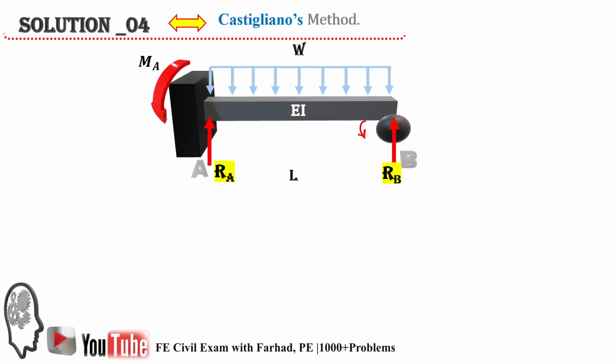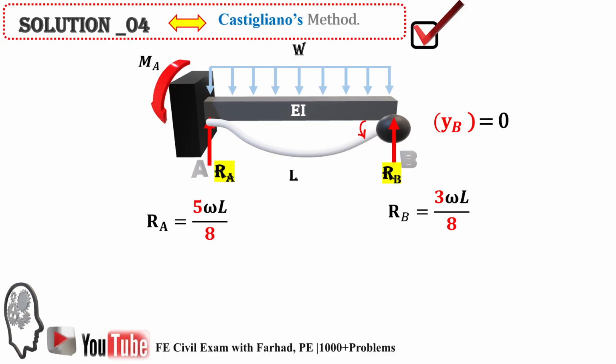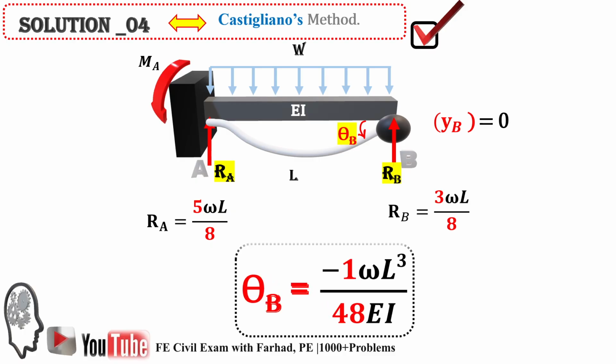So far we have calculated the reactions R_A and R_B, and also the angle created at B, with the solution of Castigliano's method, both for theta and reactions.